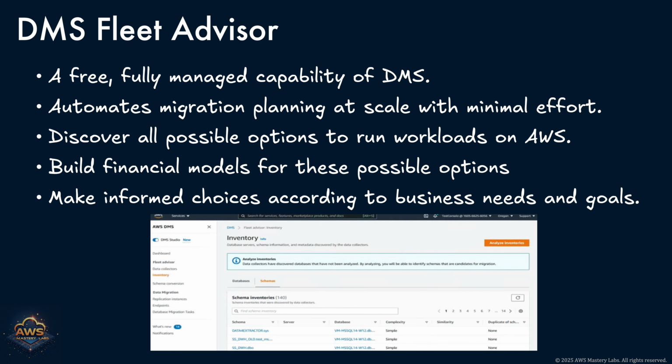Once the data is collected, Fleet Advisor presents you with all the viable options for running these workloads on AWS. Whether you're considering RDS, Aurora, or even Amazon Redshift, the tool helps you explore the most cost-effective and performance-optimized paths. It also helps you build financial models for each option, enabling you to compare TCO, estimate cloud costs, and align architecture choices with your organization's business goals and constraints. By reducing manual effort and providing deep insight, Fleet Advisor empowers teams to make informed, strategic decisions, transforming what used to be a complex, spreadsheet-driven process into a fast, data-backed experience ready for cloud at scale.